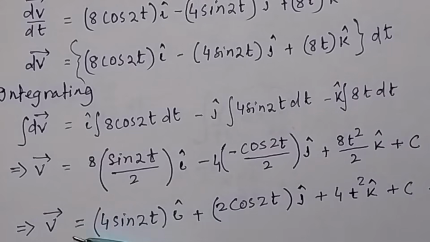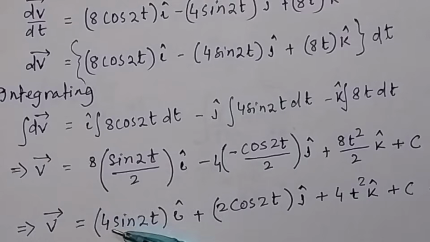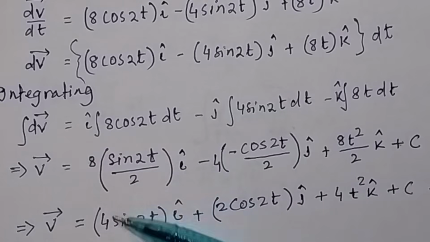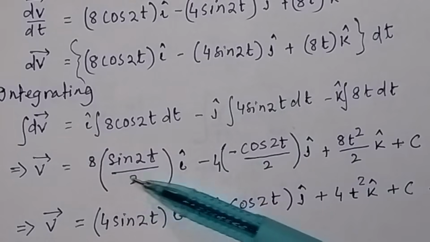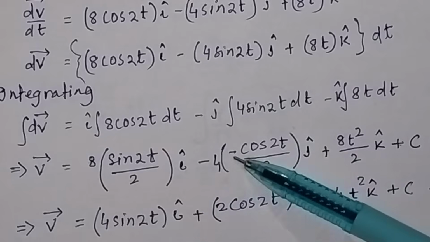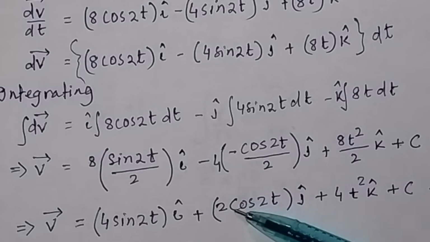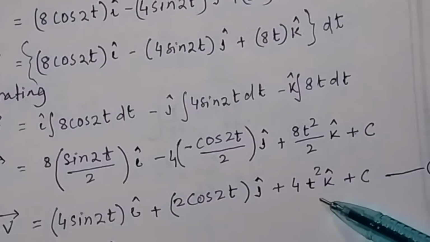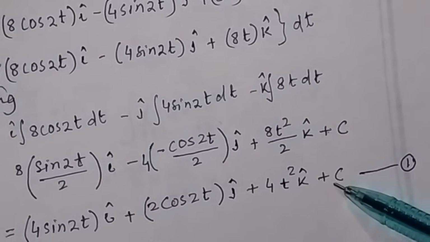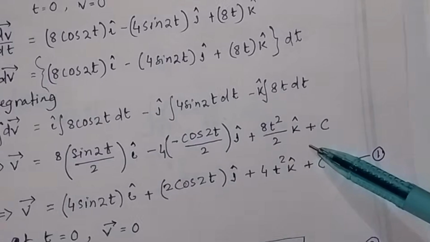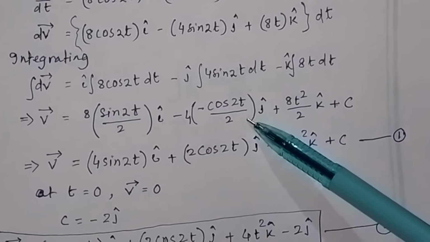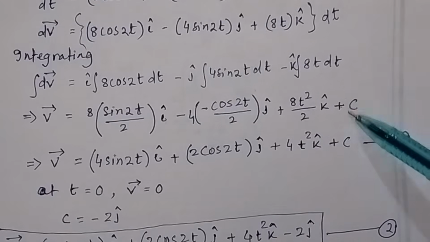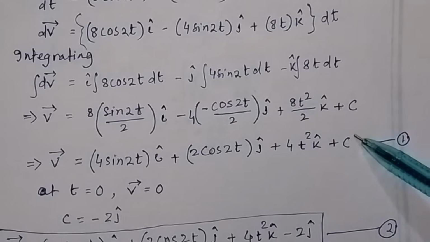So the velocity vector, if you calculate it, will be equal to 4 sin 2t i cap, here minus and minus gives plus, so plus 2 cos 2t j cap, plus 4t square k cap, plus c. Suppose this is equation number 1, and we will find the value of the constant of integration c from the given conditions.